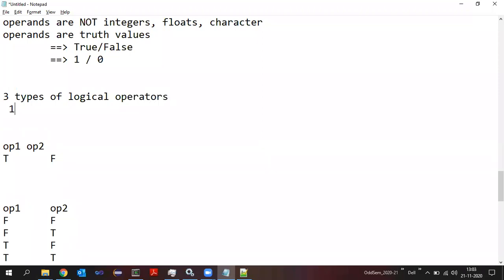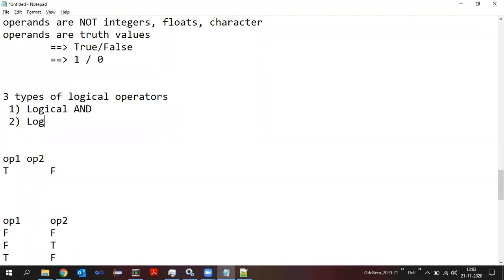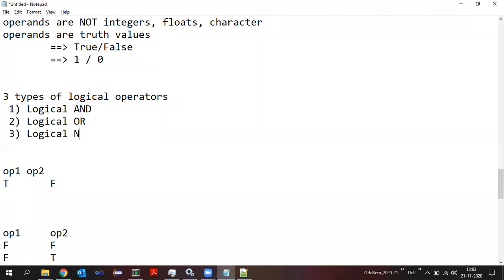The first one we call logical AND. The second one we call logical OR. The third one we call logical NOT. Okay, logical AND, logical OR, and logical NOT. Since these are operators, there should be a symbol to represent each one, right?